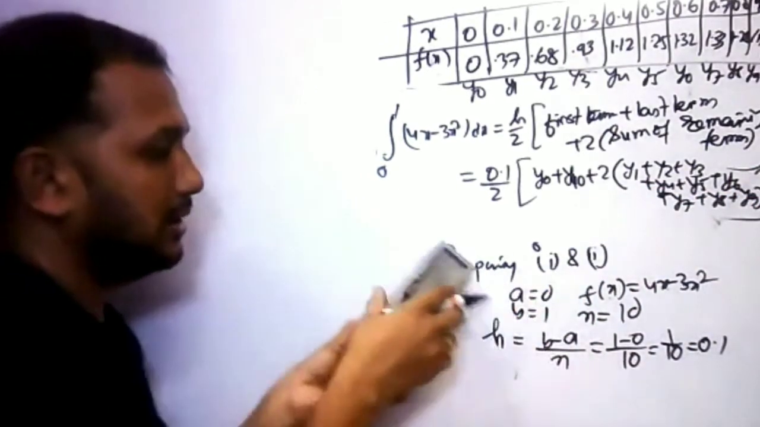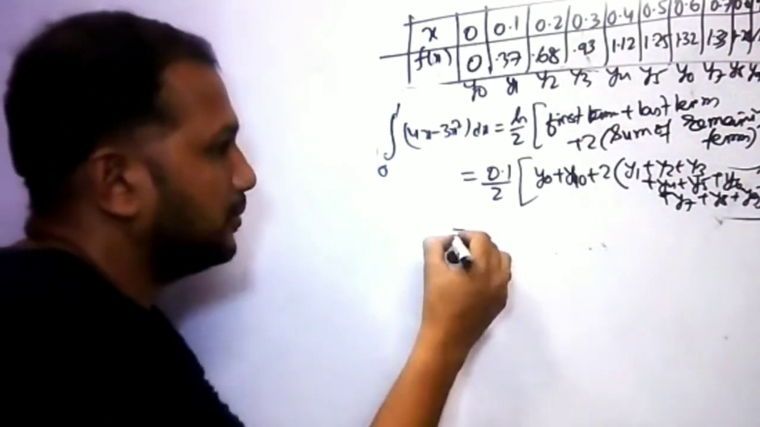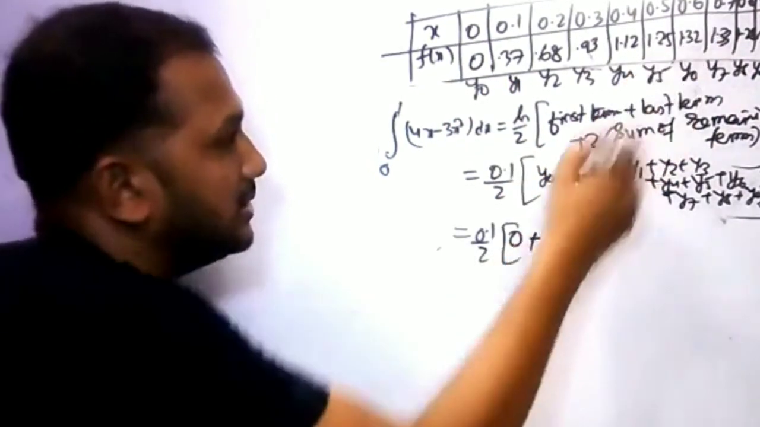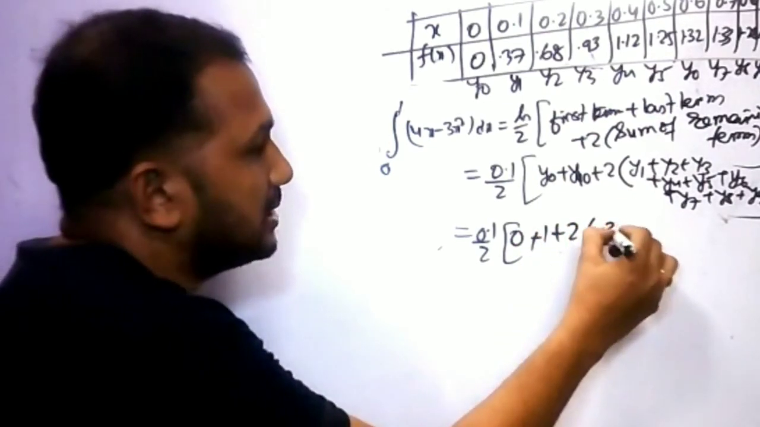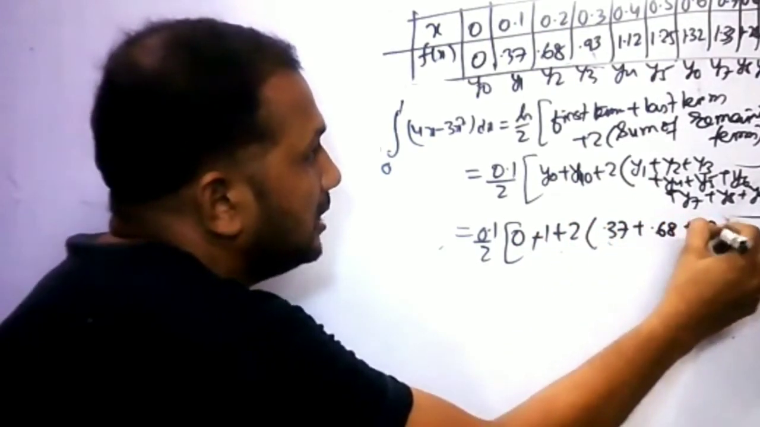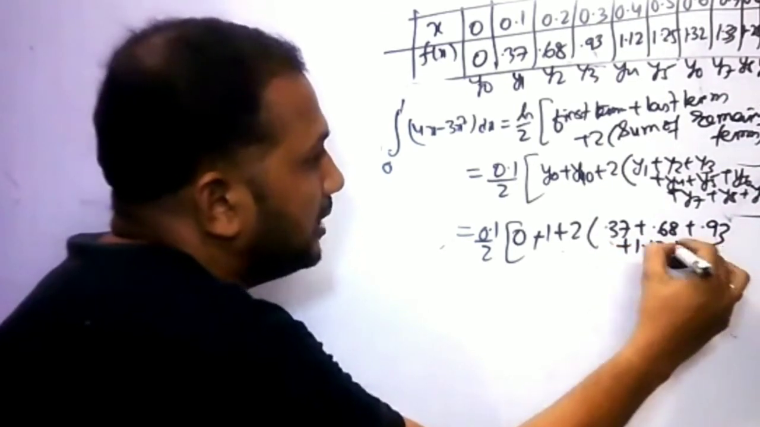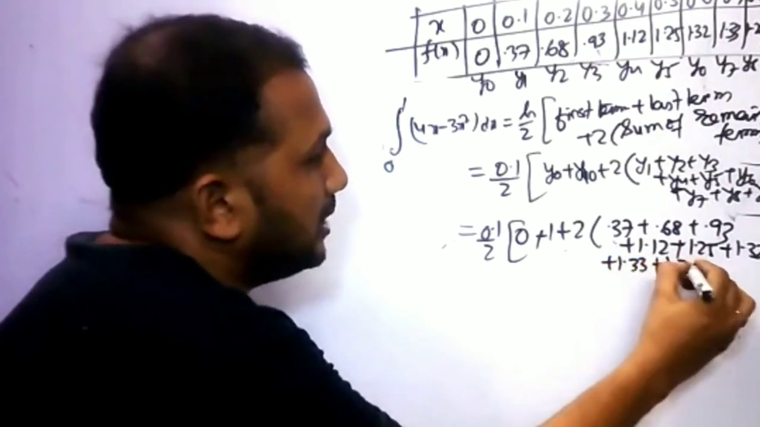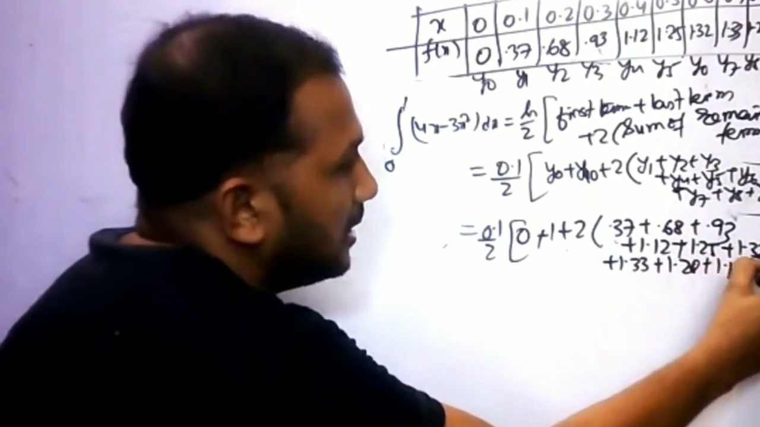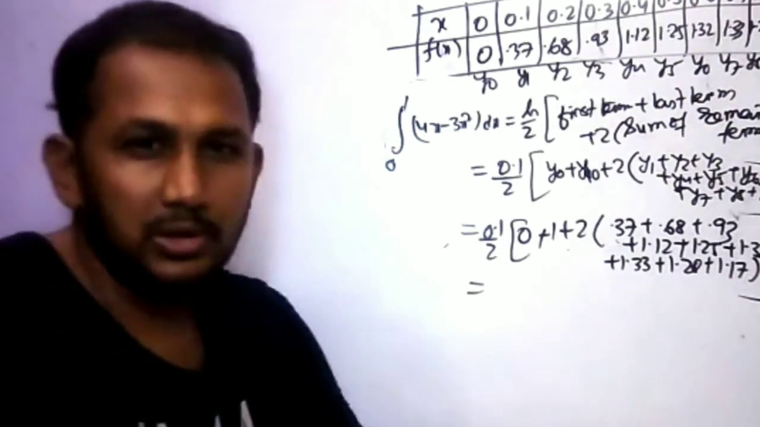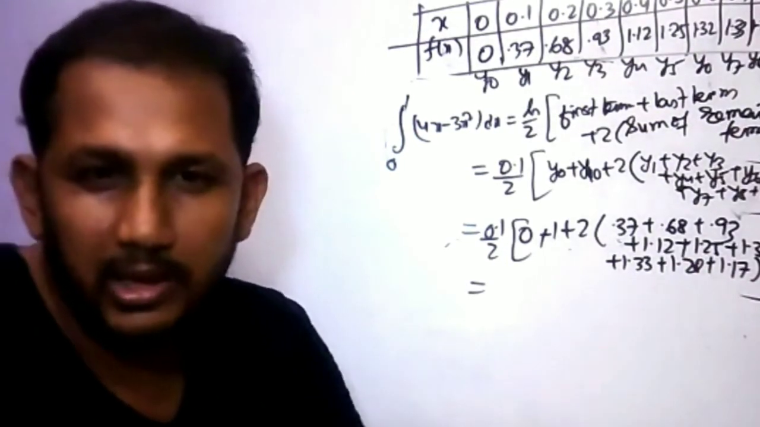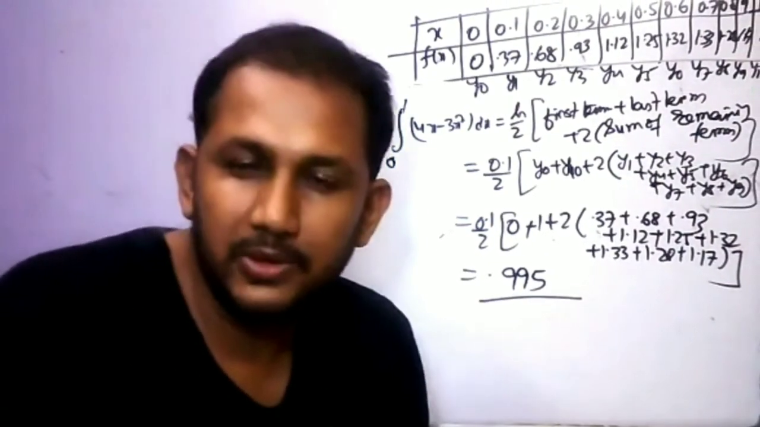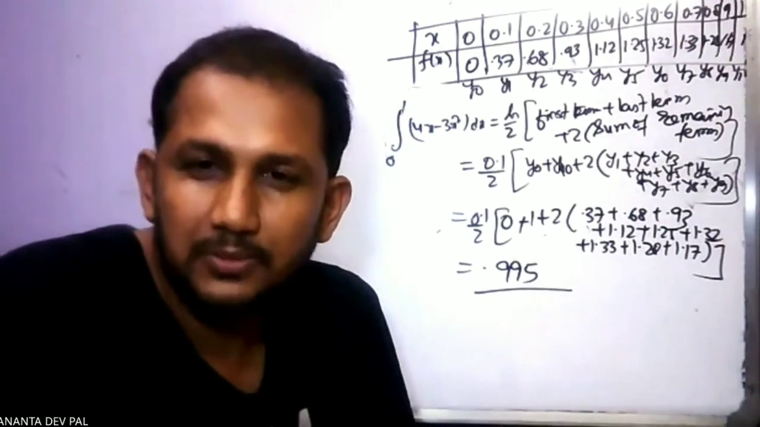So now the calculation part: 0.1 by 2, y0 is 0, y10 is 1, and the remaining terms are 0.37 plus 0.68 plus 0.93 plus 1.12 plus 1.25 plus 1.32 plus 1.33 plus 1.28 plus 1.17. Calculate this value. Using the calculator, we get the result 0.995. So this is the trapezoidal rule. Thank you very much for watching the video.